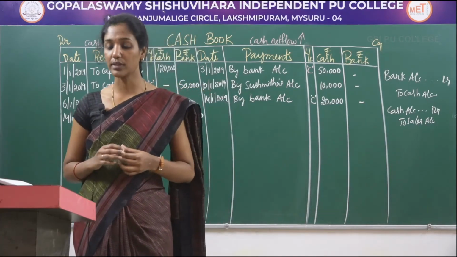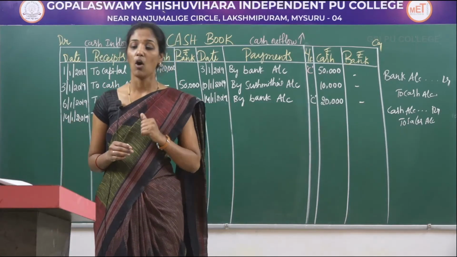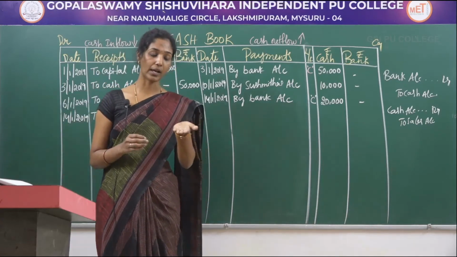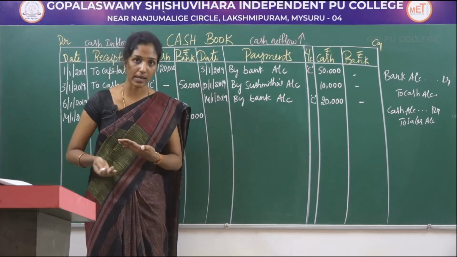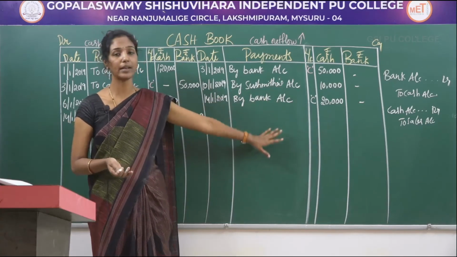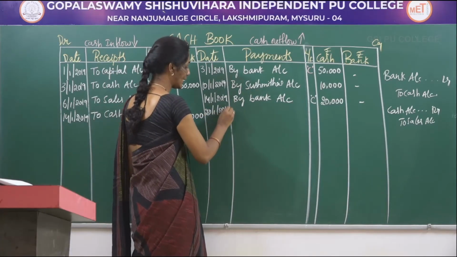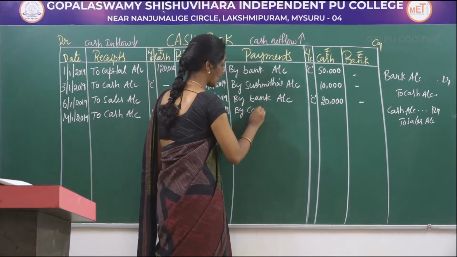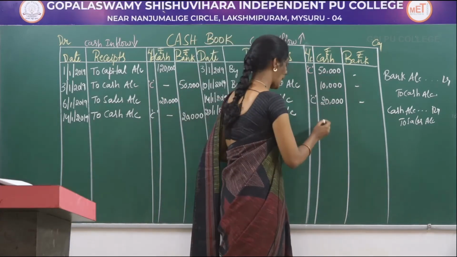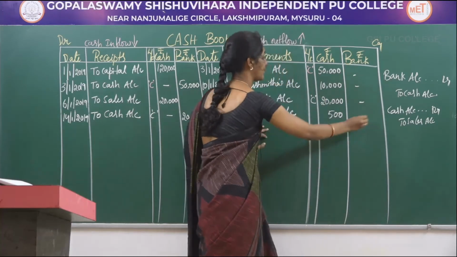And the next transaction is as on 20/1/2019 cartage paid in cash of rupees 500. So paid in cash, you are paying cartage in cash form. Paid equals payments, so the payment side is affected. We must record it on the payment side. As on 20/1/2019 by cartage account, and enter the amount in the cash column of rupees 500.